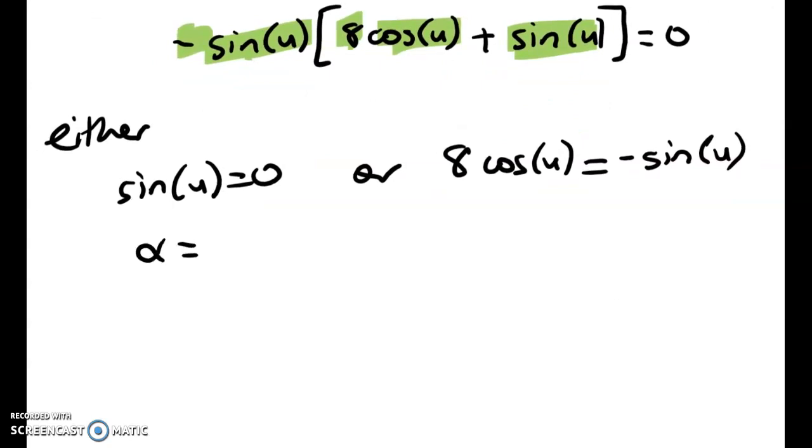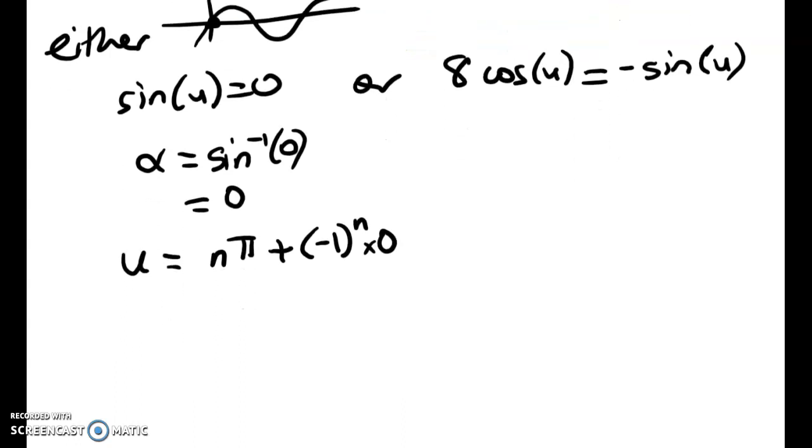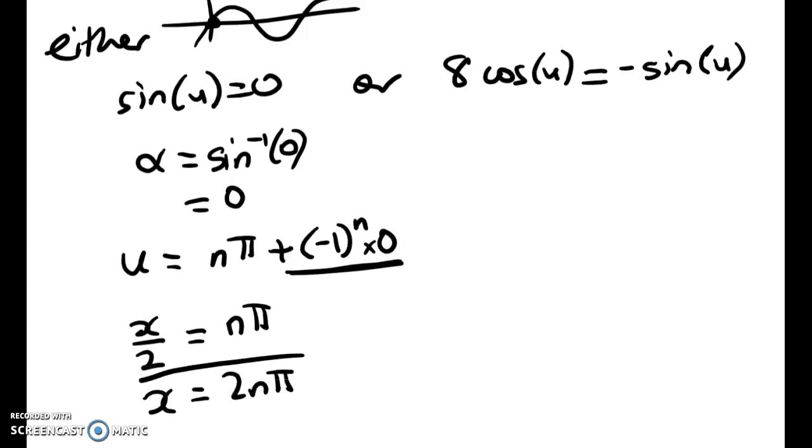So this one is ready to go for general solutions. Alpha is equal to the angle whose sine is 0, which is just 0. Right, let's think about our sine curve. Here we are. So for this one, u is equal to n pi plus negative 1 to the power of n times 0. It's time to get rid of u and put in x over 2. So x over 2 is equal to n pi. This is just plus 0, so x is equal to 2n pi.